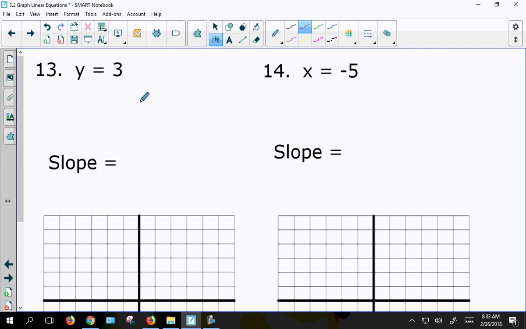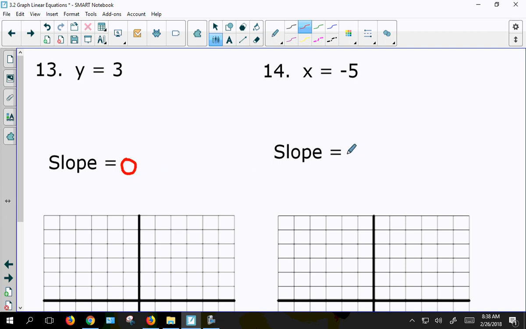Okay, number 13. What kind of line is this? I only have a y. What kind of line is it? It's horizontal. So, when I want to know the slope of this line, it's a horizontal line. What's the slope of the floor that you walk on? Flat, or we call it 0. That's a zero slope.